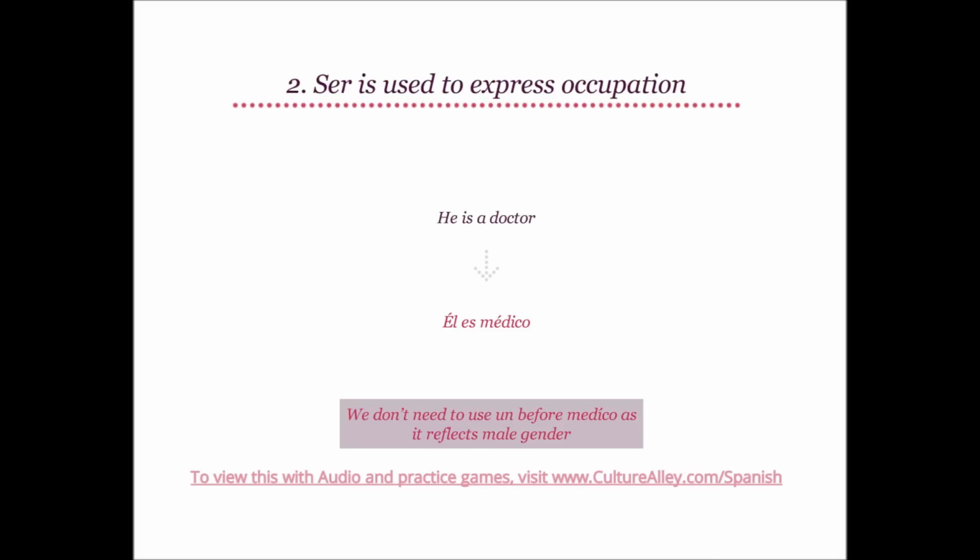The second common usage of ser is to express occupation. For example, he is a doctor is translated as él es médico. Can you say that? Él es médico. Good. Doctor or médico is a profession, hence we use es, a form of ser. Remember that we don't need to use un before médico as it already reflects male gender.